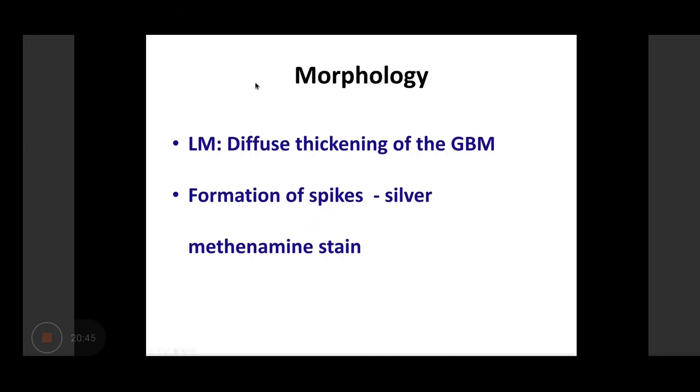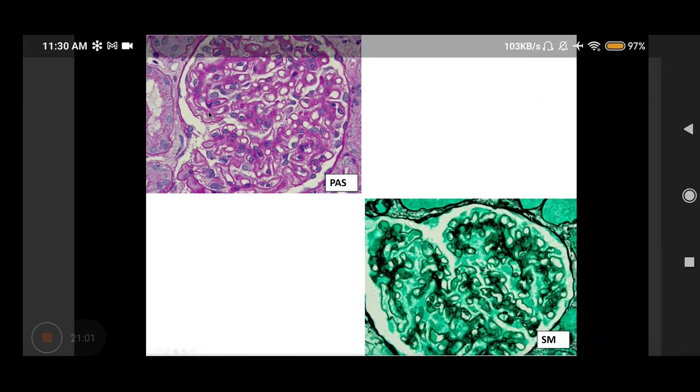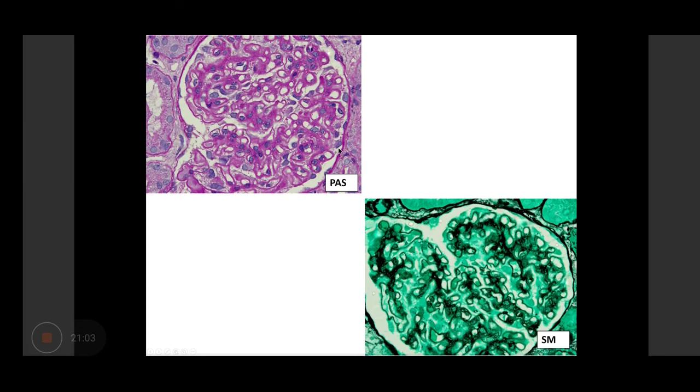Now, on morphology, what will we see? As we discussed already, there are two hallmarks on light microscopy: diffuse thickening of the glomerular basement membrane with formation of spikes, which are demonstrated on silver stain. This is what the glomerulus will look like under light microscopy. You can see that this is a pretty large glomerulus. The basement membranes on PAS stain look very thick. They don't look thin as we saw in the normal glomerulus, right?